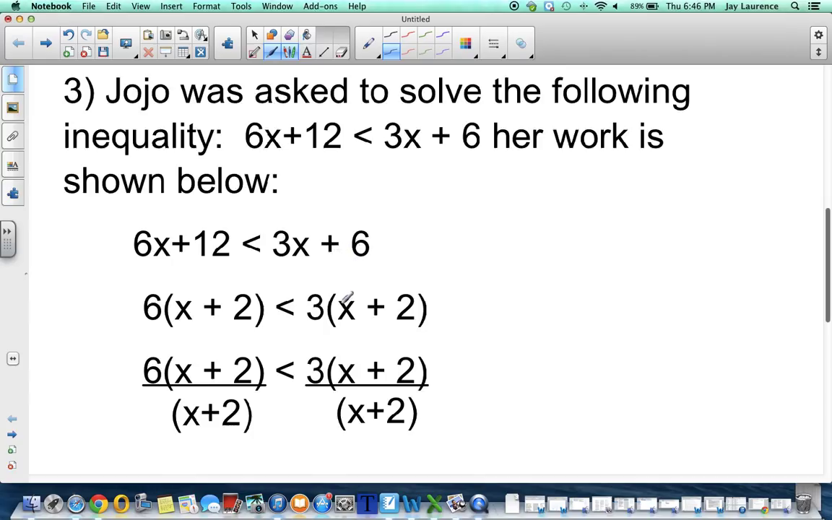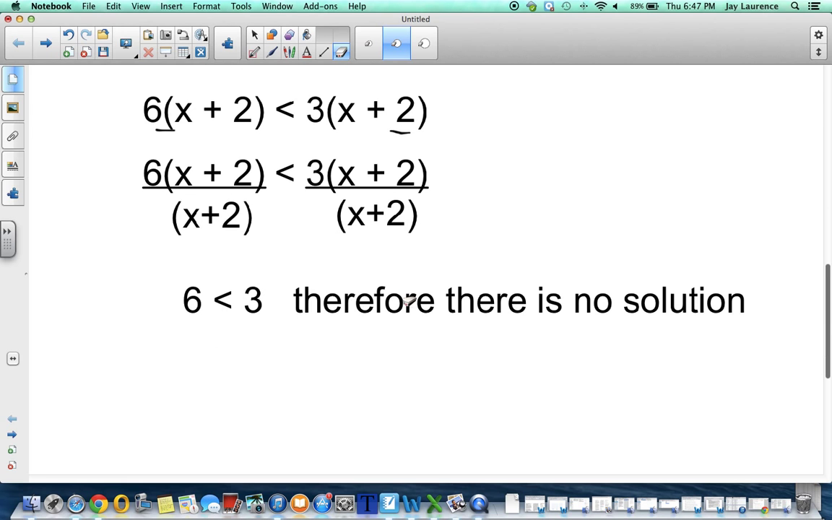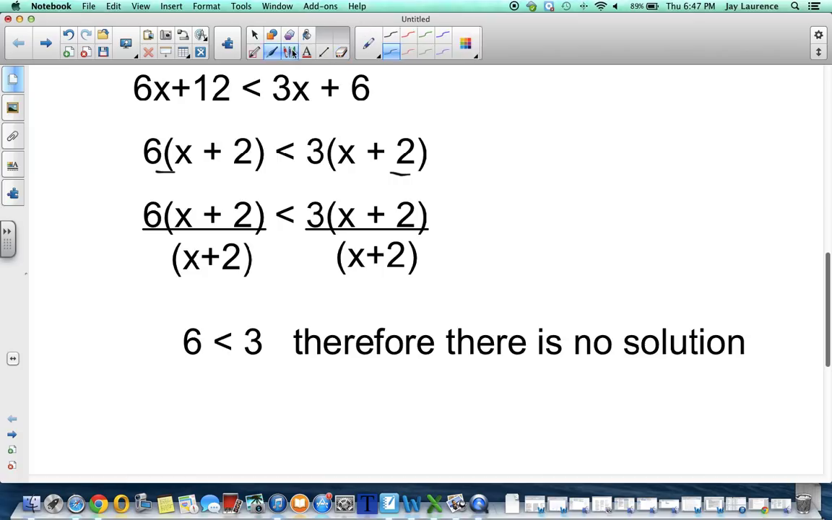Then on the right-hand side, it looks like she undistributed again. And then she thought, I'm going to divide by x plus 2 on both sides, and I guess that's shown below. And she came up with the inequality, because here in this step, these would cancel, this x plus 2 and x plus 2, right? So she came up with 6 is less than 3, which is a false statement.